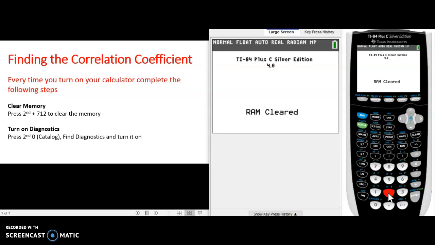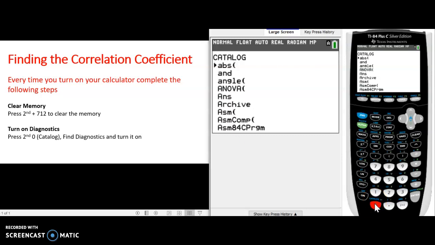To turn on stat diagnostics so we can find the correlation coefficient, you will go to second catalog, so basically second 0. This will get you the catalog of all the functions of the calculator. Now we want to turn on diagnostics. You can either go all the way to diagnostics on, which takes quite some time.